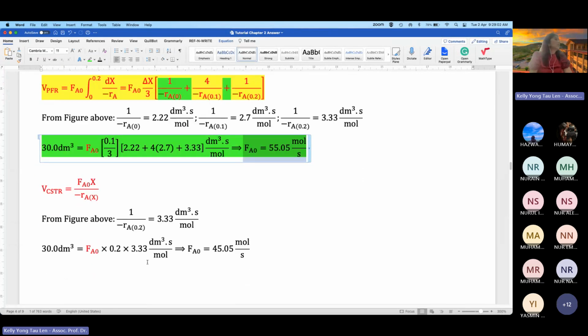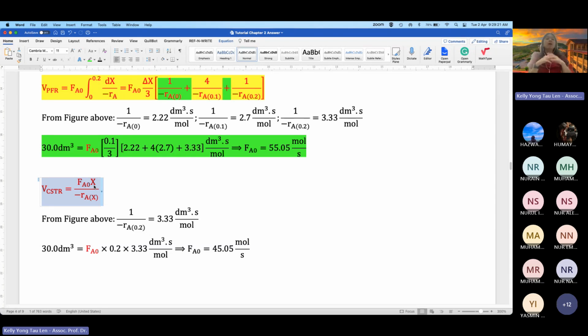Next, we should go to the CSTR. The CSTR is very straightforward, because it doesn't have any integral. So for the volume of the CSTR, from the formula, I repeat, the formulas are already given to you. Just that for the Simpson's one-third rule, the formulas are not fixed.